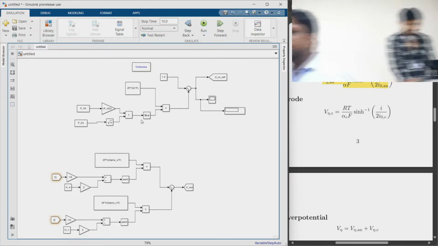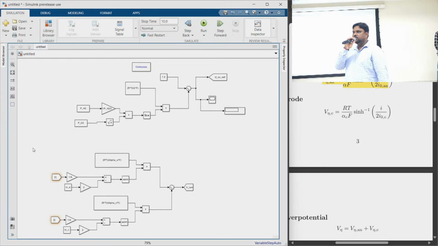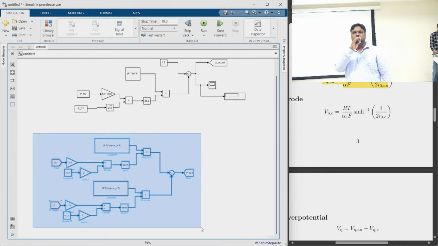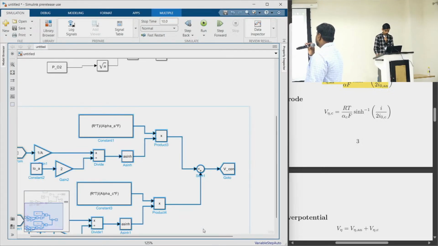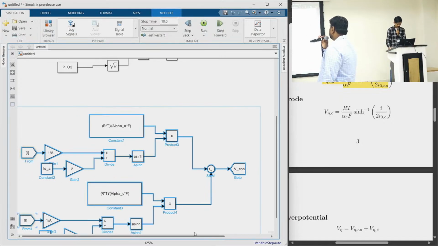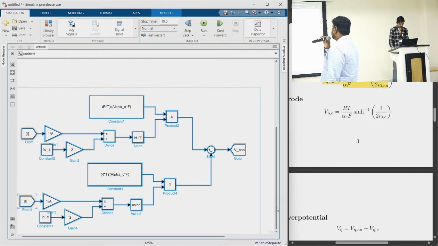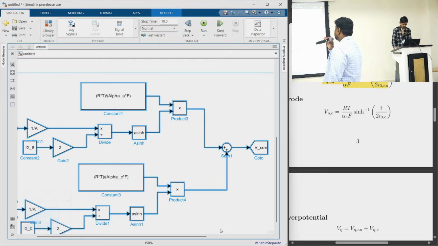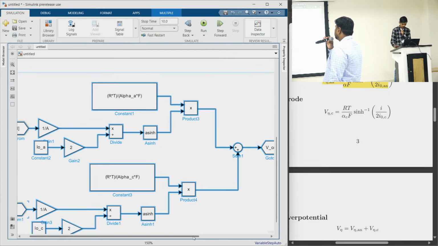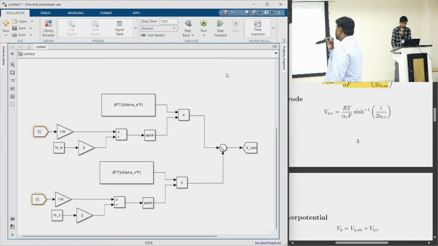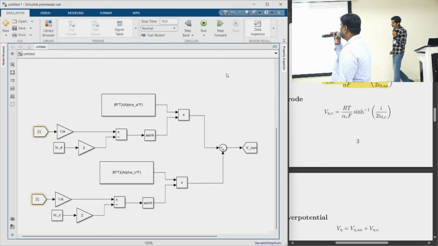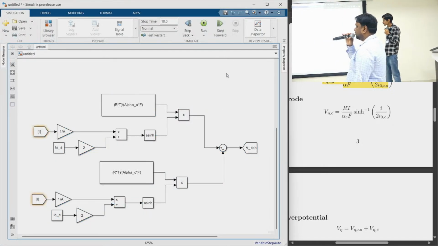I think the top one everybody completed, right? Everyone? Okay. If you see, there is a summation of two overpotentials. One is for anode, one is for cathode.